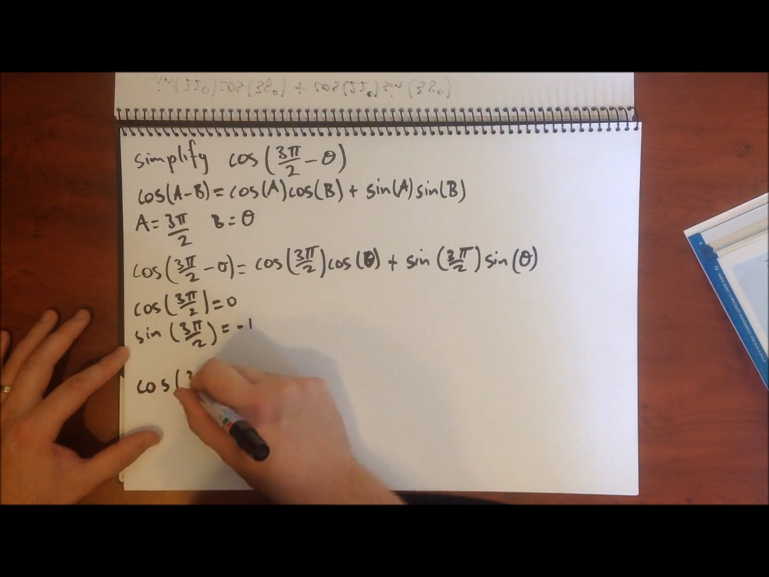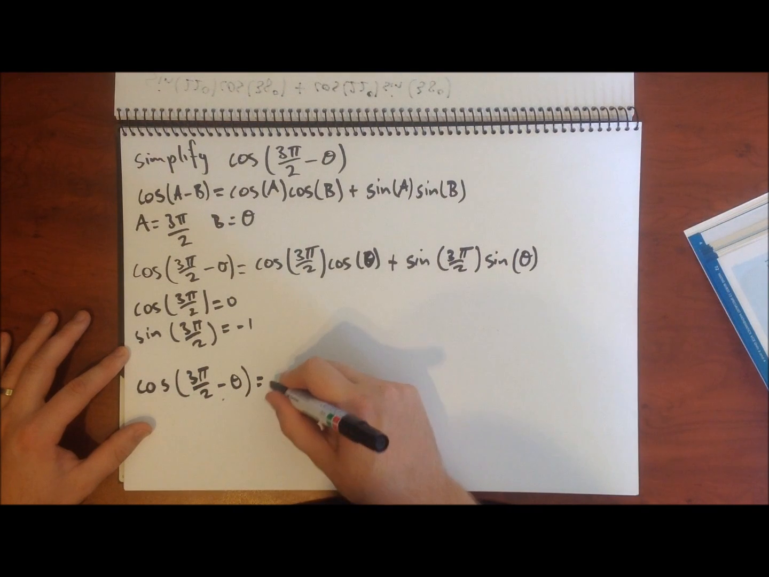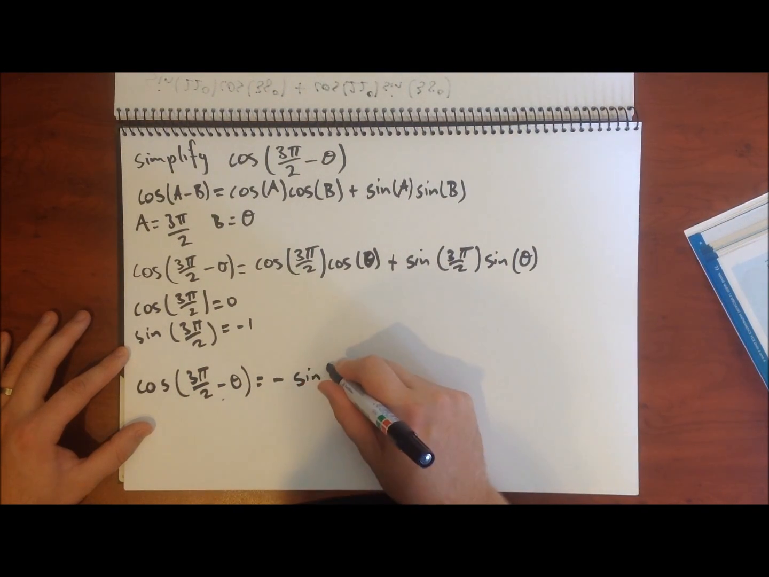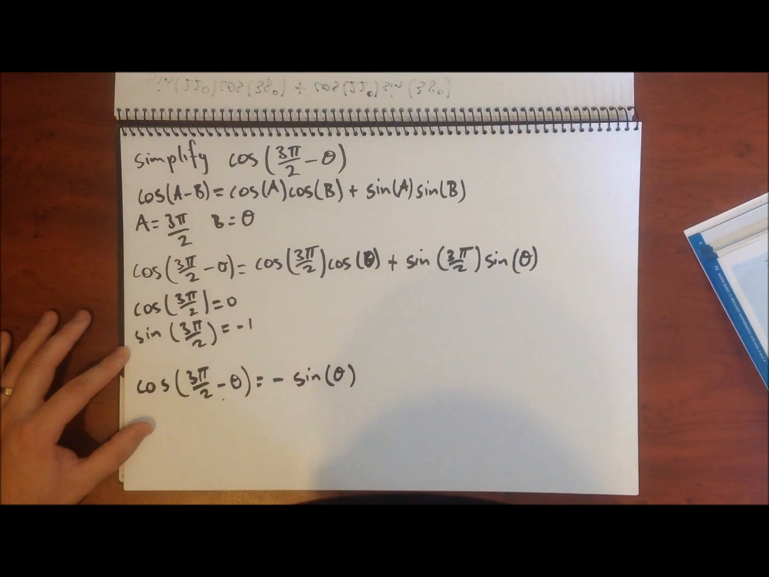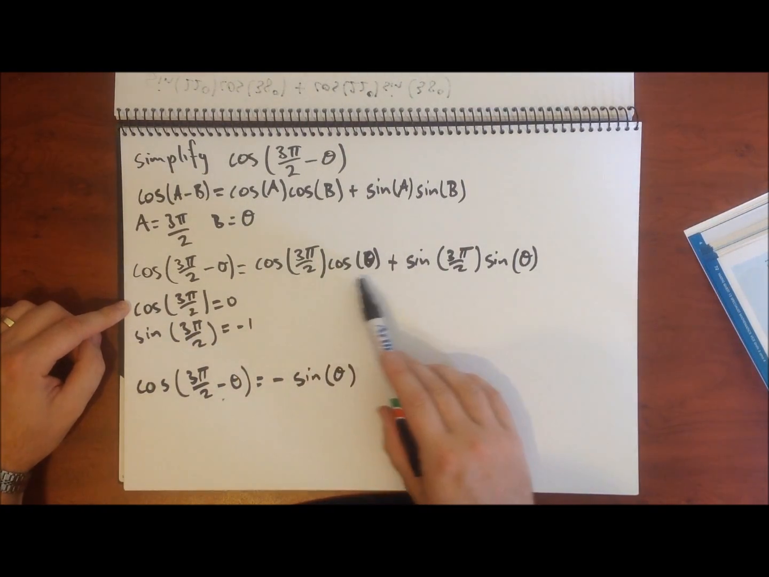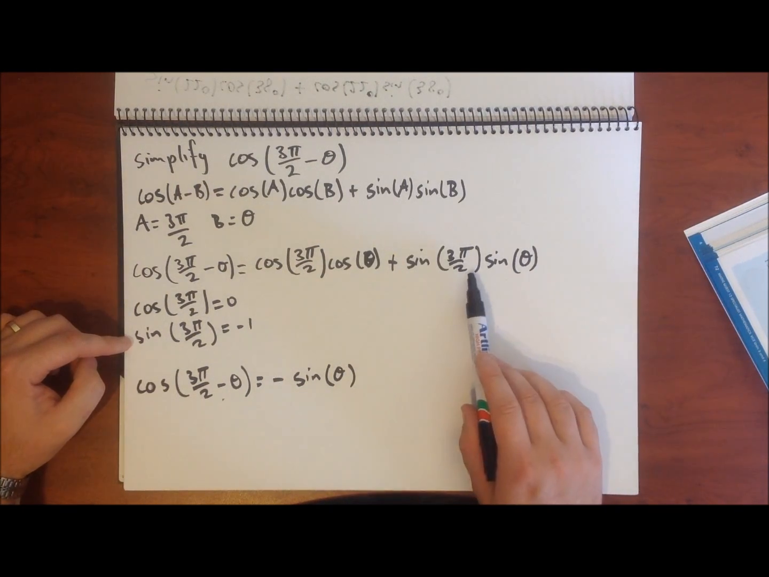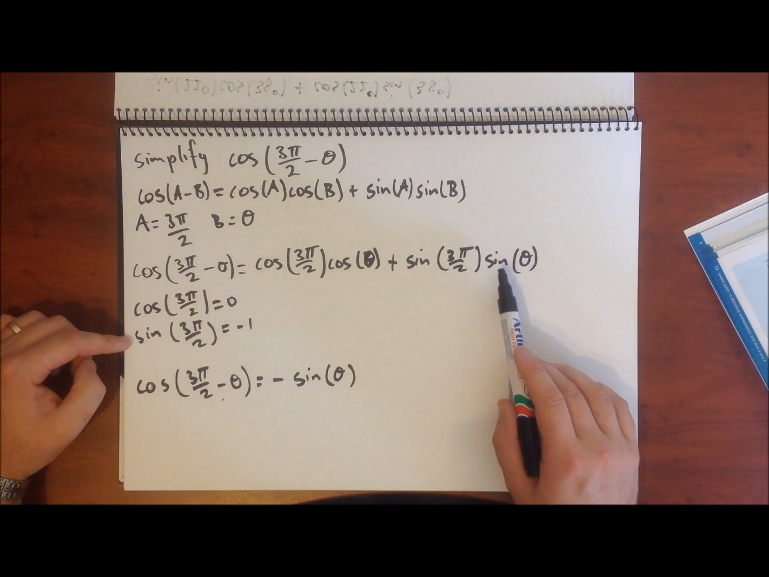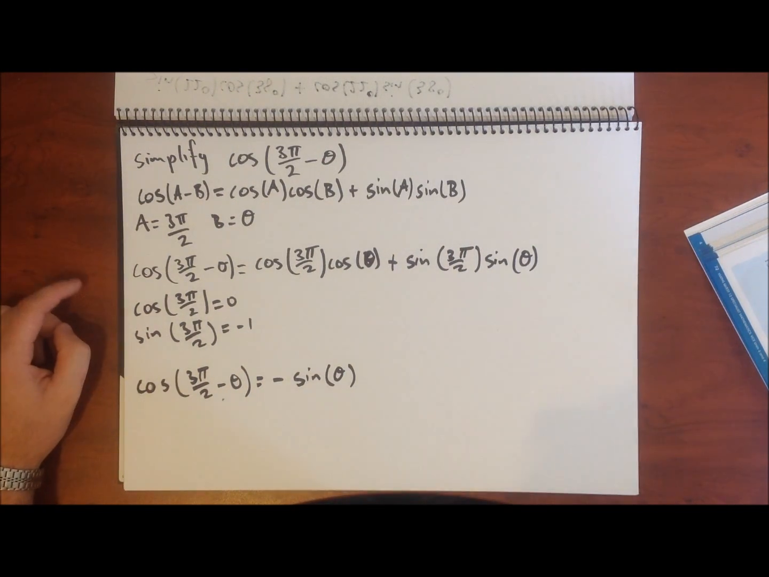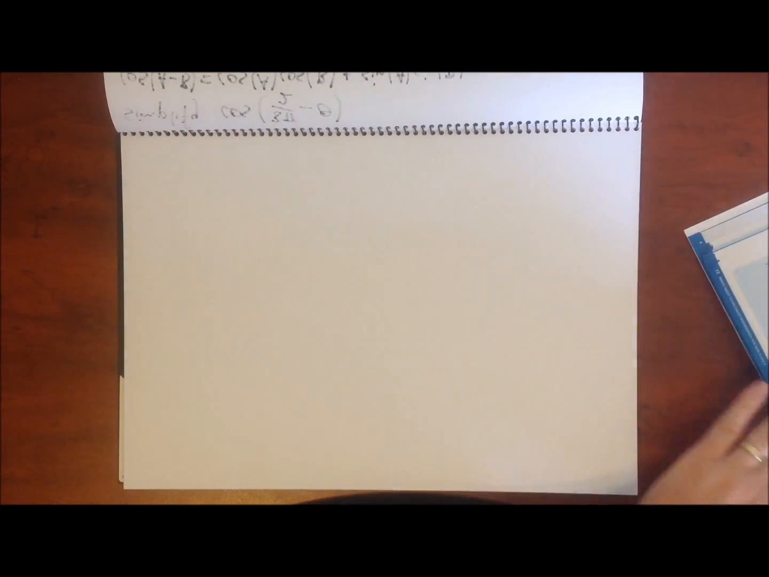cos of 3 pi on 2 minus theta is going to equal negative sine theta. Okay, because our cos of 3 pi on 2 is 0, so this whole term drops out. Sine of 3 pi on 2 is equal to -1, and -1 times sine theta just gives us negative sine theta. And that's all there is. Okay, so we'll look at the next worked example. Not quite the last one, we've still got 2 to go.